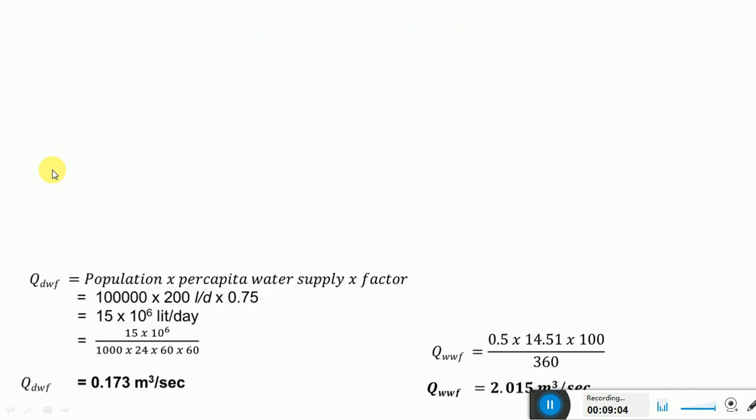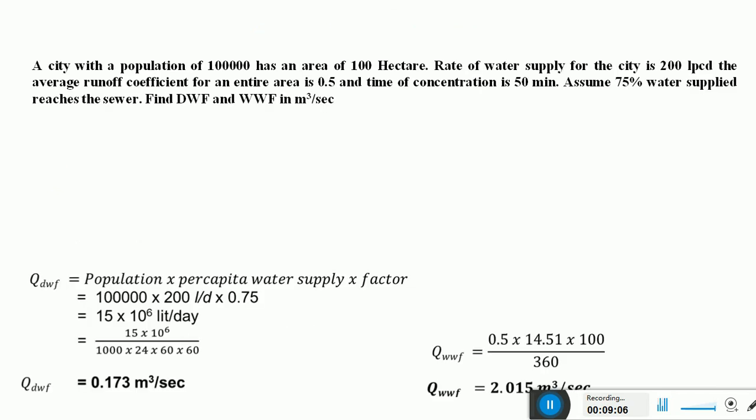Now let us solve this problem. It is a population for a town having a total population of 1 lakh persons and an area of 100 hectares. The rate of water supply for this city is 200 LPCD. The average runoff coefficient for the entire area is 0.5 and the time of concentration is 50 minutes.